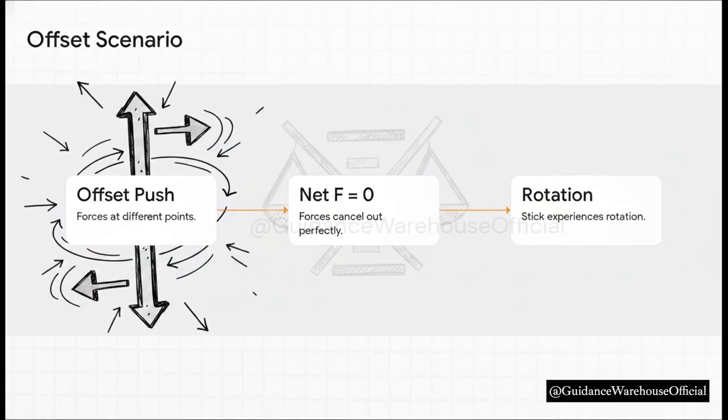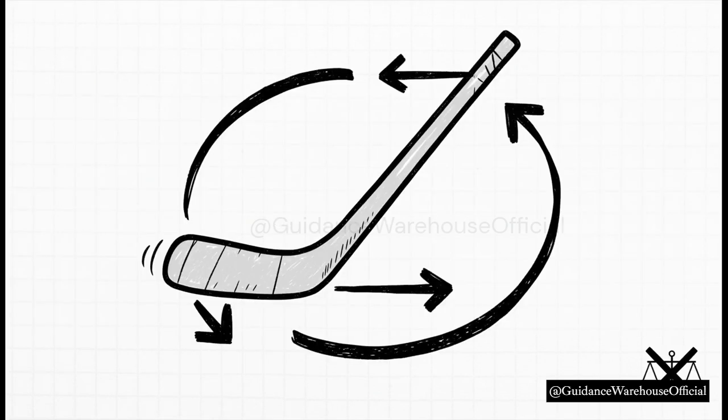But watch closely what happens if we change just one tiny variable. Take those exact same equal and opposite forces, but this time apply them at totally different points on the stick. Let's say one force pushes the top handle to the right, and the identical opposite force pushes the bottom blade to the left. The forces still add up to exactly zero, right? Net F is still mathematically zero. But suddenly, the stick starts spinning faster and faster. It experiences accelerated rotation.